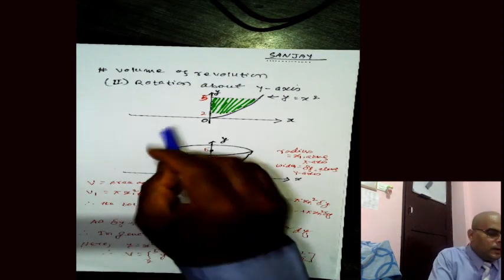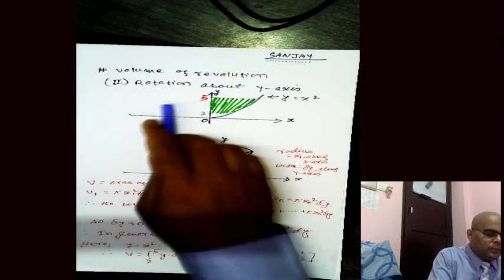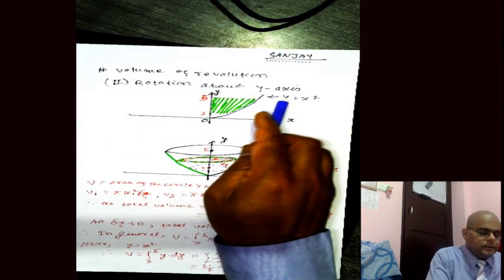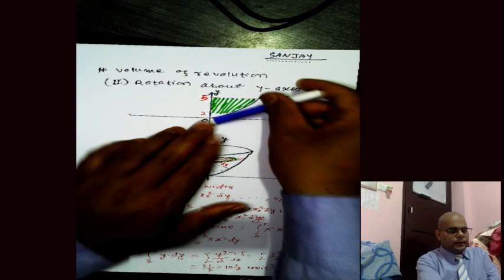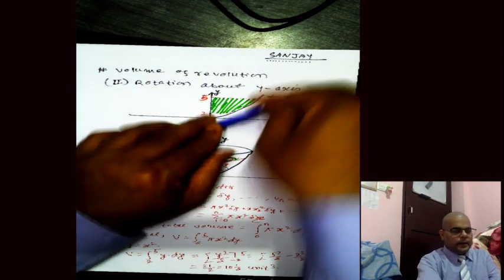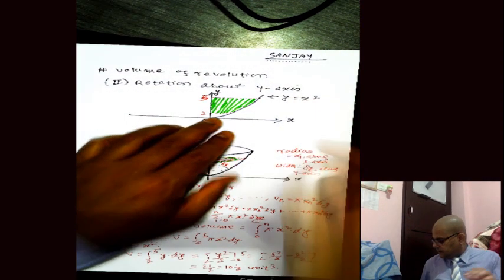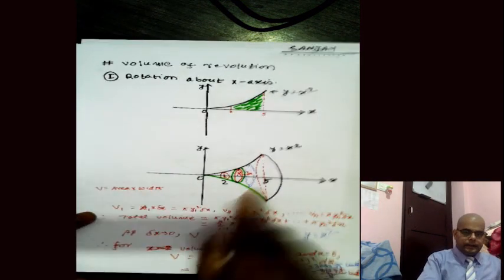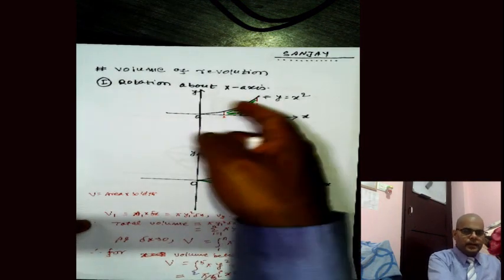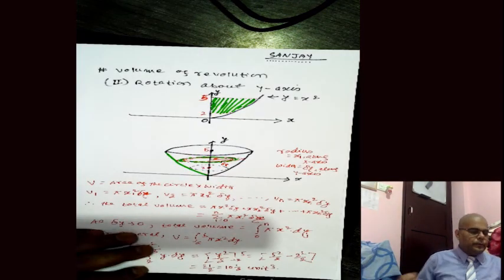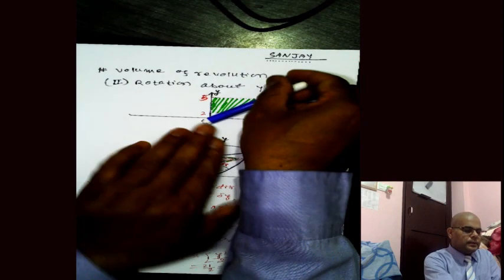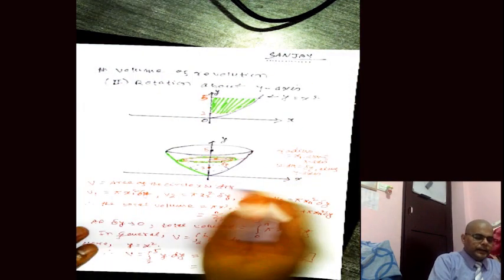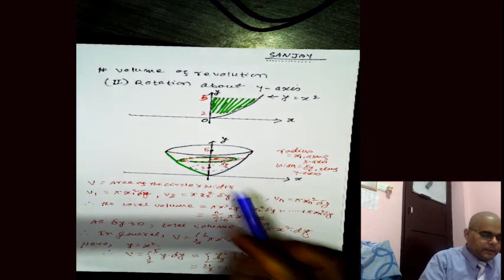Now we talk again about volume of revolution, but at this time the rotation about the y-axis. Previously we rotated about the x-axis and our shape was like this, but what happens if you rotate the same curve about the y-axis? When you rotate this about the y-axis, your shape will be like this, and we will do a similar thing over here.